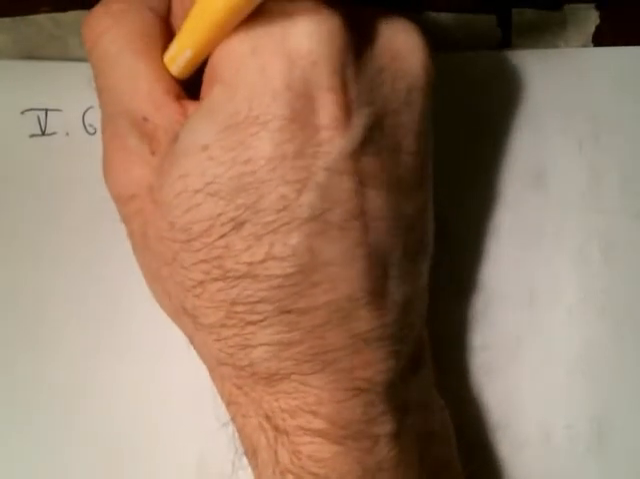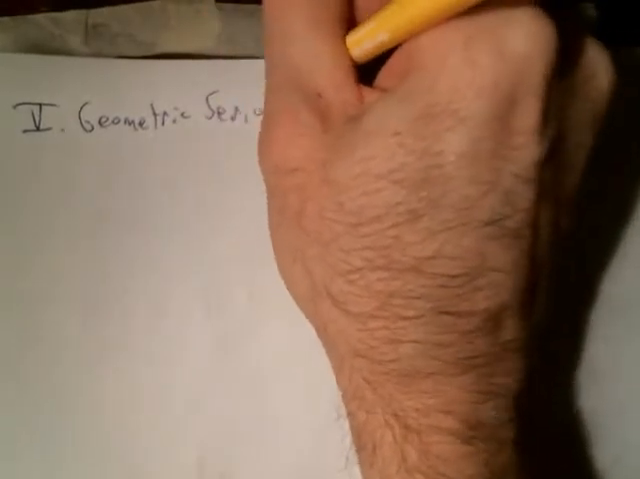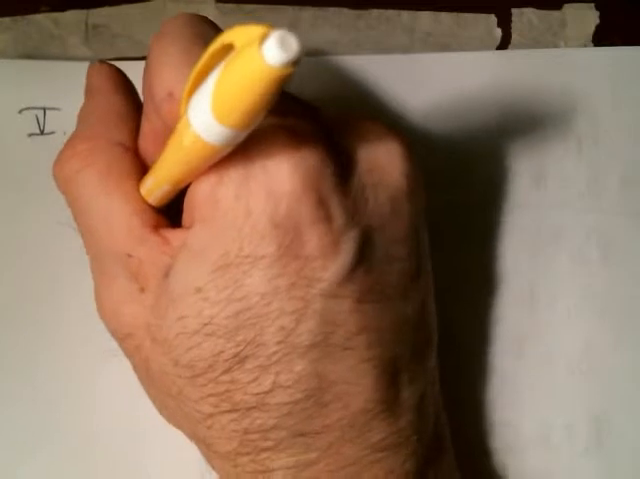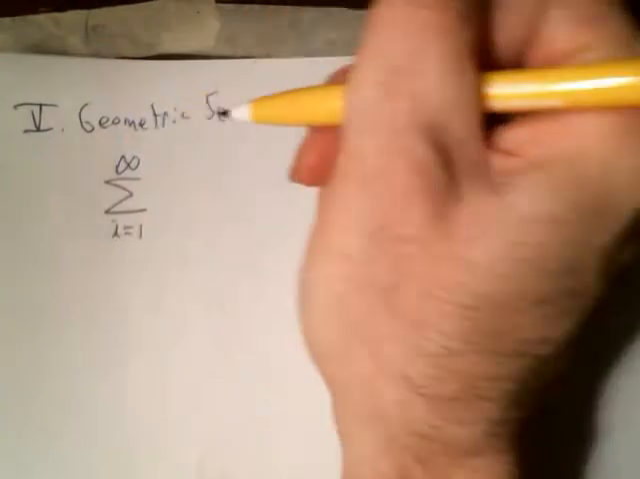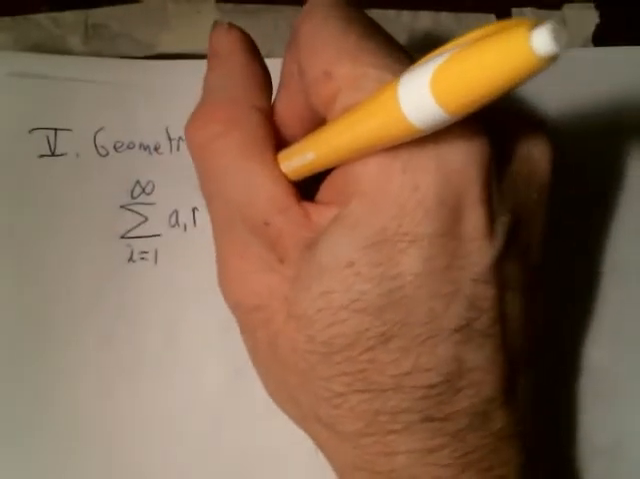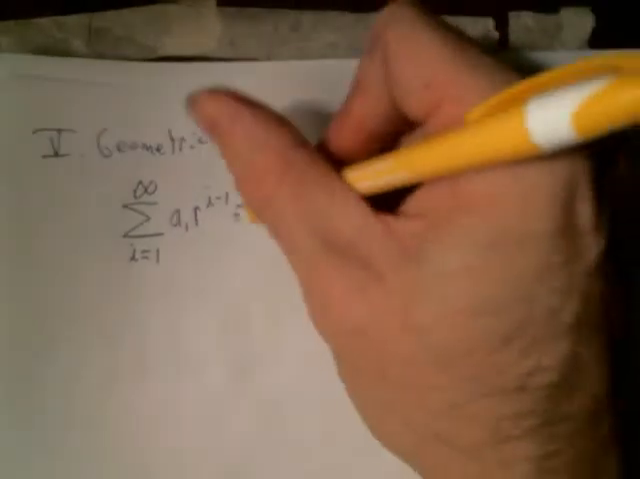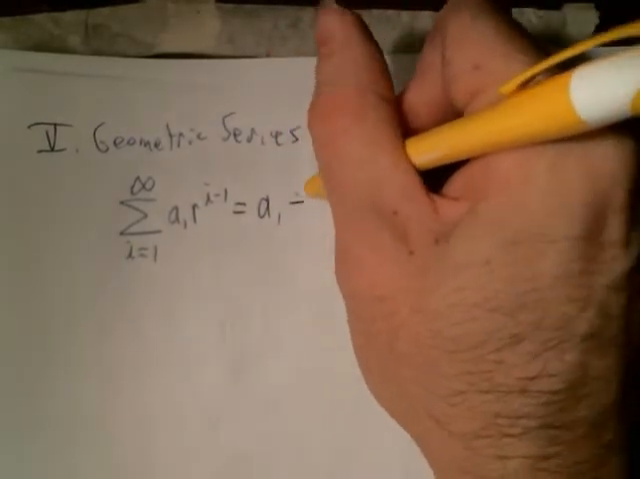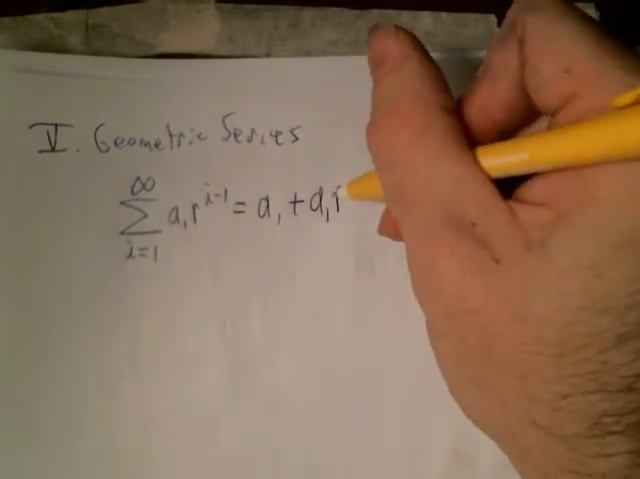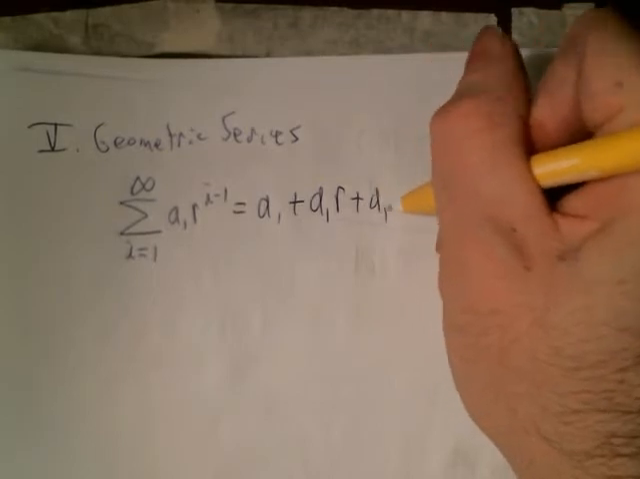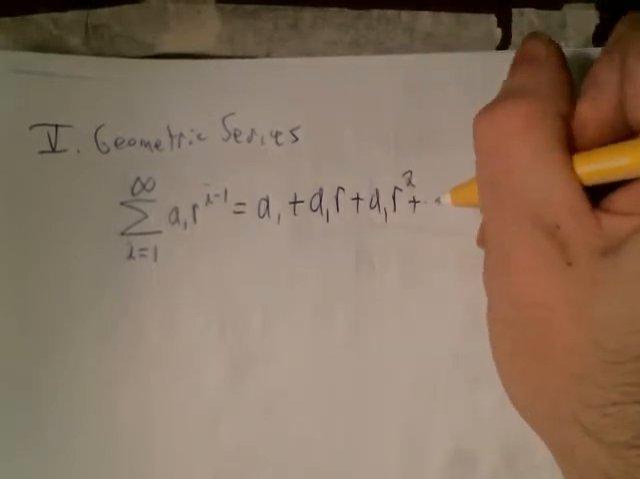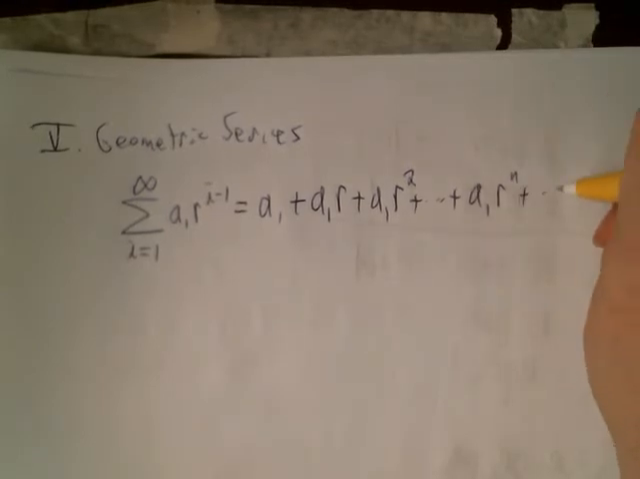Okay, so anyways, let's make that a bit more exact. So this is section 5, geometric series. And what are we looking at? We're looking at an infinite sum. So I'm going from i equals 1 to infinity of a sub 1 r to the i minus 1. And if we wrote that out, we would see the geometric sequence being added together infinitely. So we would have a sub 1 r to the 0, which is a sub 1, plus a sub 1 r to the 1, plus a sub 1 r squared, plus and so on, plus a sub 1 r to the n, plus and so on, on and on forever.